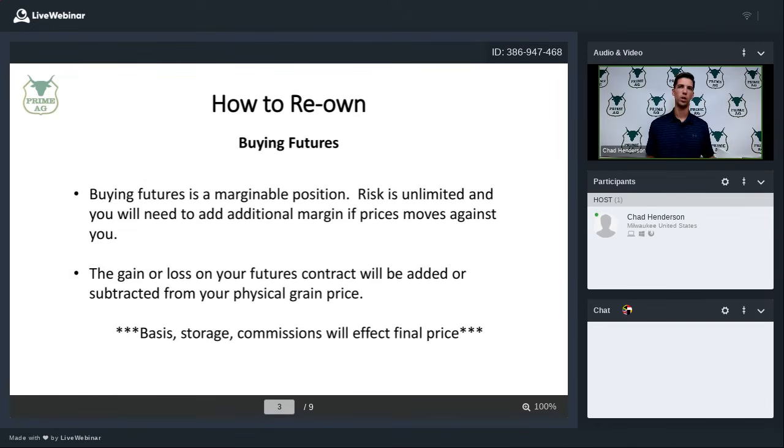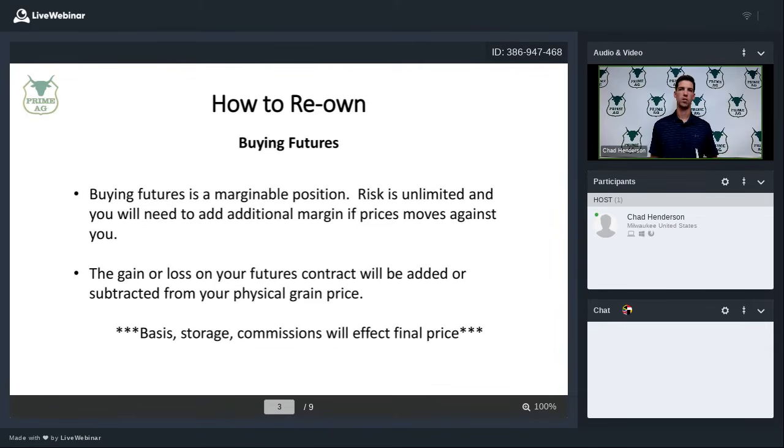So how do you re-own? As we go through today, we're going to talk about just buying futures. So that's a marginable position. Theoretically, you have unlimited risk, and you'll need to add margin if prices move against you. Further on, we'll show you about how much you'd need to budget for spring wheat in this example. And then using that stop loss to limit your risk.